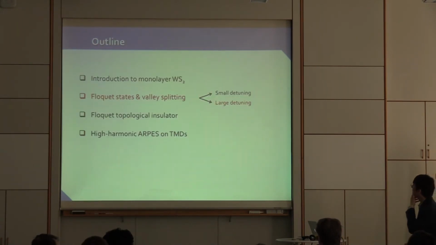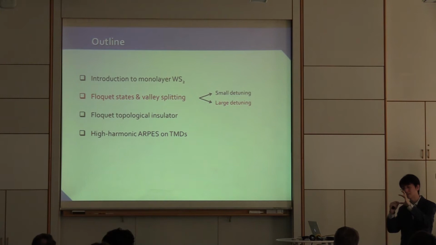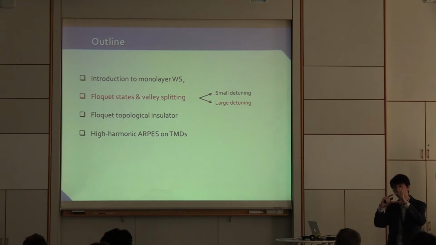Now this is nice. So far I've been discussing the valley-splitting optical Stark effect using small detuning. This is the regime where we put the photon energy slightly below the energy gap. But of course, we can also do similar things using the so-called large detuning, where we tune the photon energy to only about 1/3 of the gap, which is very far.